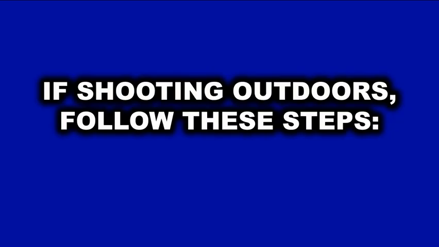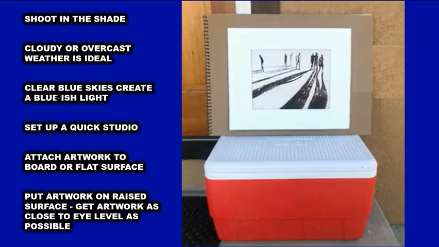Here are some suggestions if you're shooting outdoors. Shoot in the shade. Do not have direct sun on your artwork. And then a cloudy or an overcast day is ideal. If it's a clear blue sky, like no clouds at all, chances are you're going to have this bluish light in your photographs. Set up a quick studio. It doesn't have to be anything elaborate at all. So, if you're looking at this image right here, they have set up like an igloo and then a board, and they attach the artwork to the board. You can do something similar.